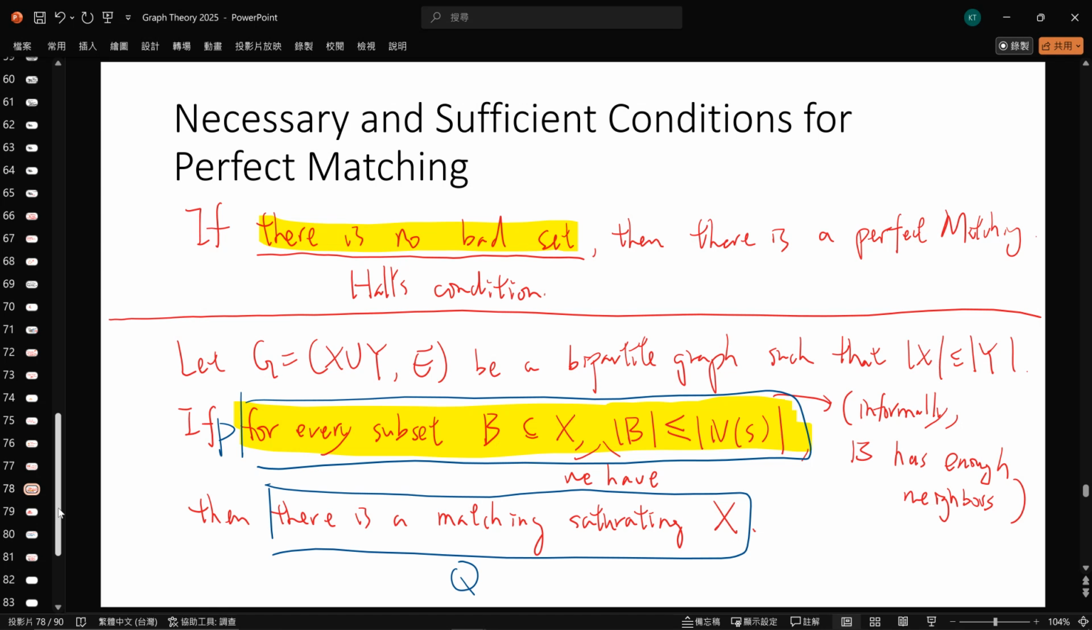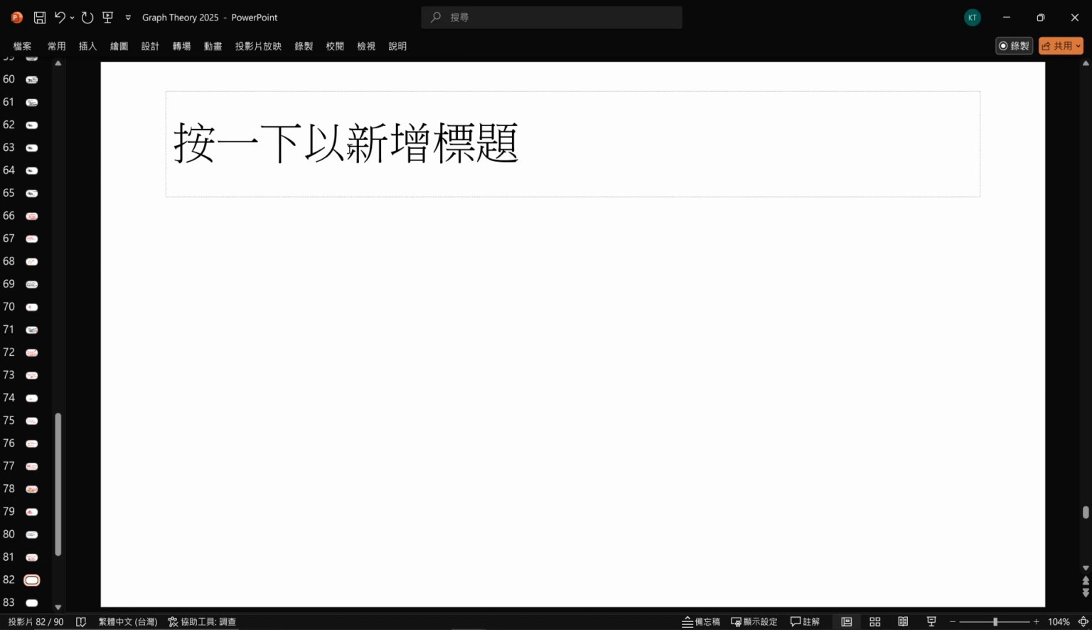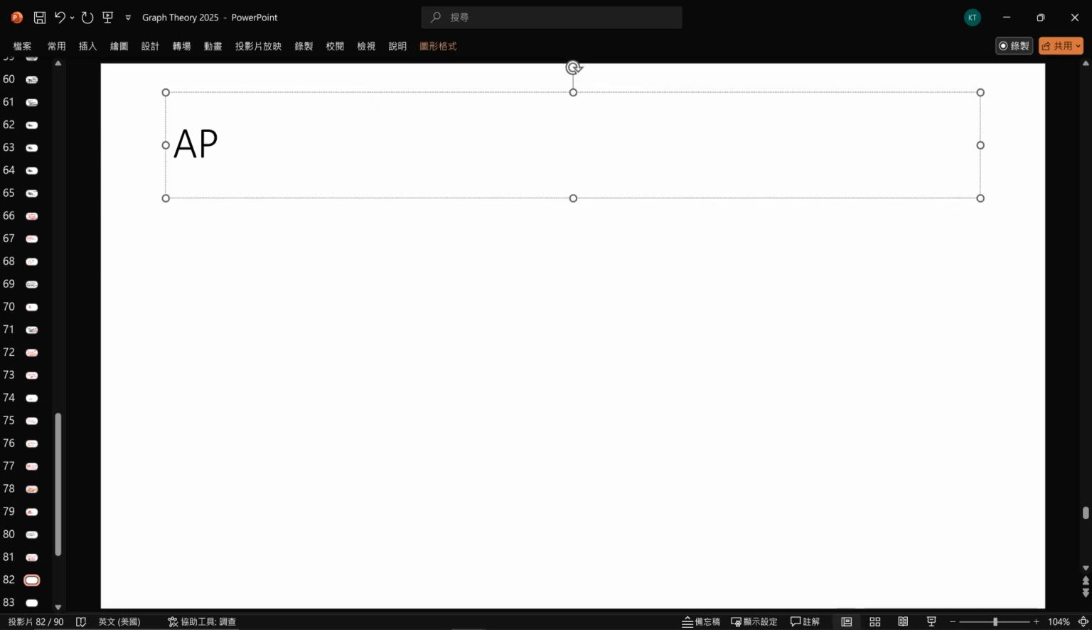Okay. So let's continue. In Hall's theorem, the informal idea is that if every set has enough neighbors, then we should be able to find a perfect matching. So next I'm going to discuss a very simple application of Hall's theorem.